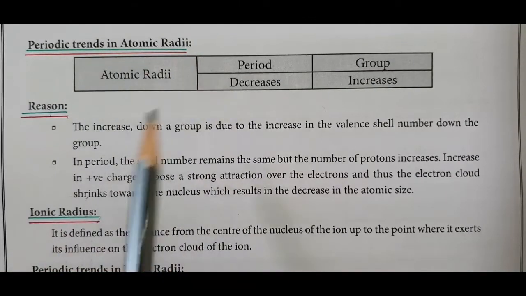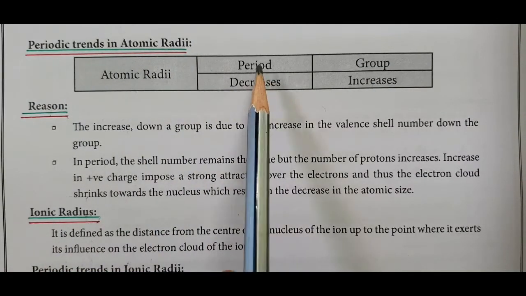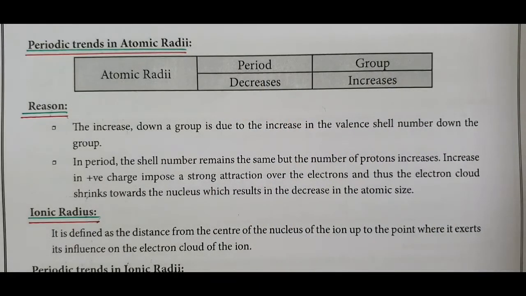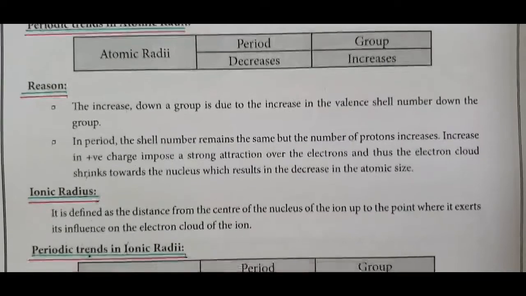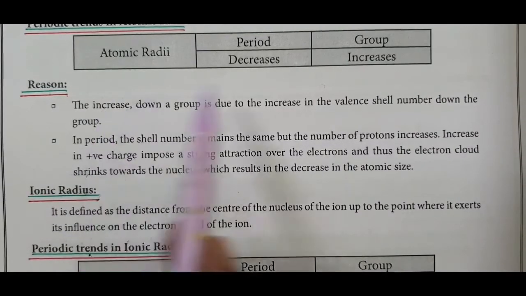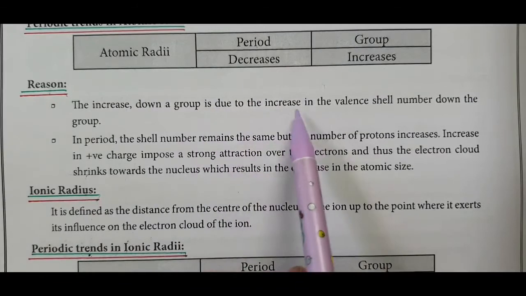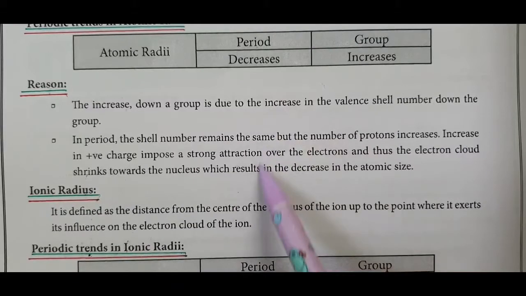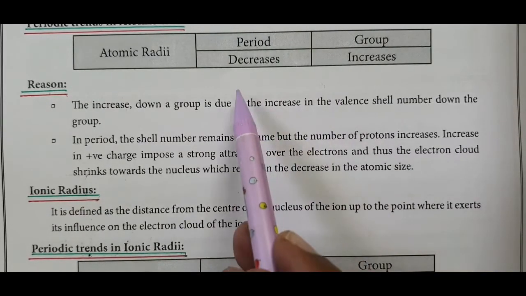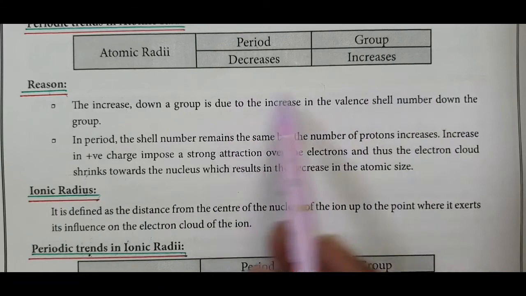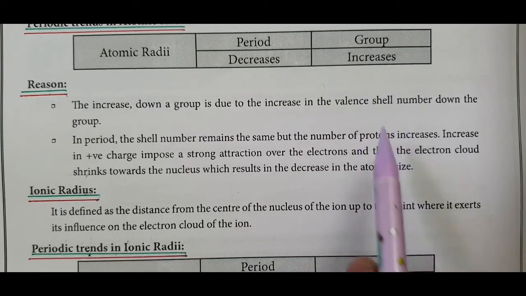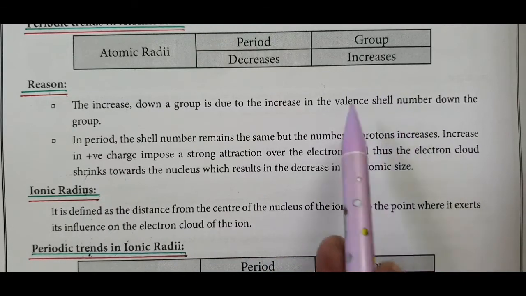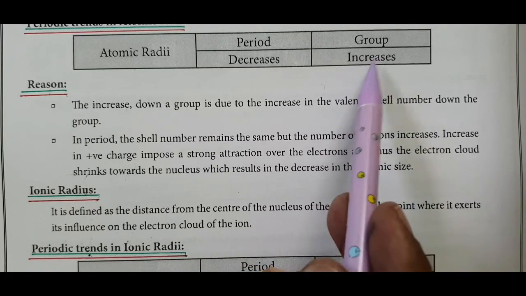Periodic trend in atomic radii. Atomic radii, when you move from left to right in a period, decrease, and in a group, when you move from top to bottom, atomic radius increases. What is the reason? The increase down a group is due to the increase in the valence shell number down the group. So when you move from top to bottom in any group, the distance between the nucleus and the outermost shell increases. At the same time, the last electron is added into a different orbit. Therefore, on moving top to bottom, atomic radius increases.